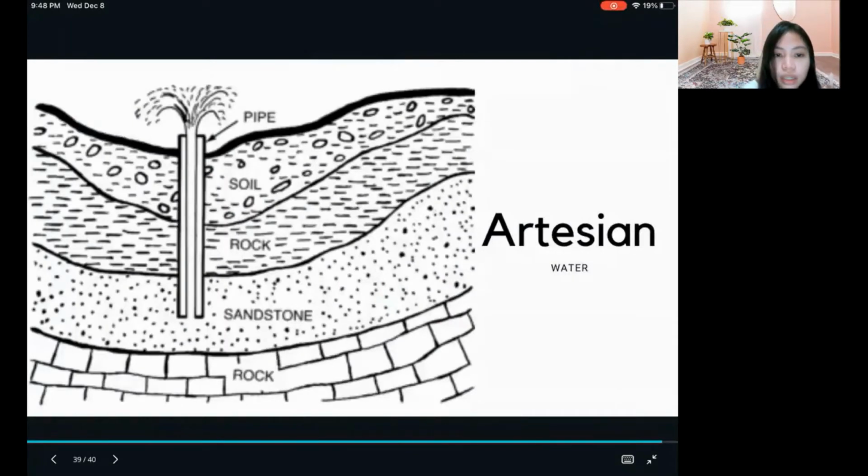Also, we have a solution for water interruption. We all know that in some places there is always water interruption. So we came up with an alternative solution other than Nawasa. We could use artesian water.